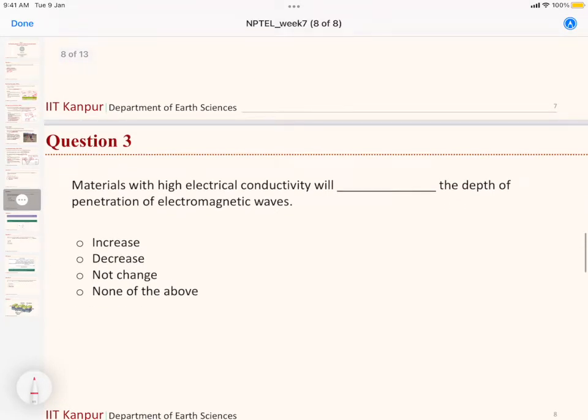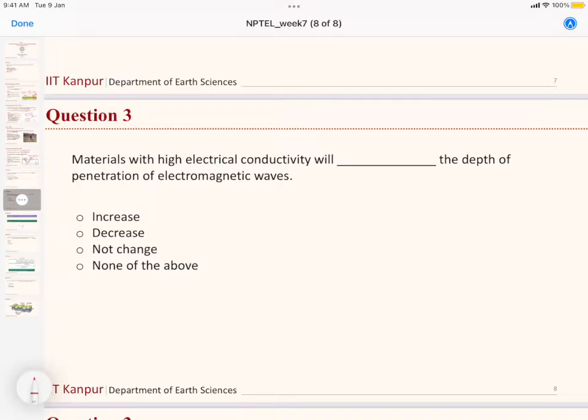Now the another question that we have is, materials with high electrical conductivity will dash the depth of penetration of the electromagnetic waves. Since here we are talking about electromagnetic waves, what method would it be? It would be GPR. Now can you make just a rough guess, what answer would be the correct one? Yeah, in a logical sense, definitely it will decrease the depth.